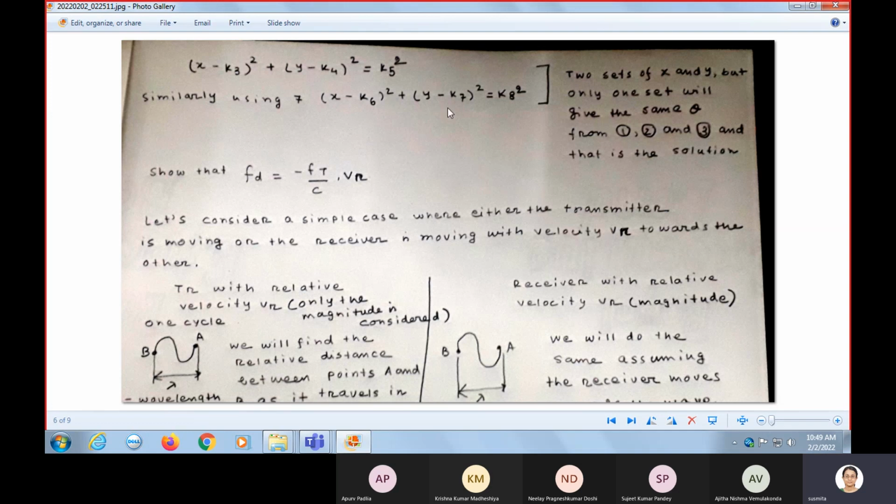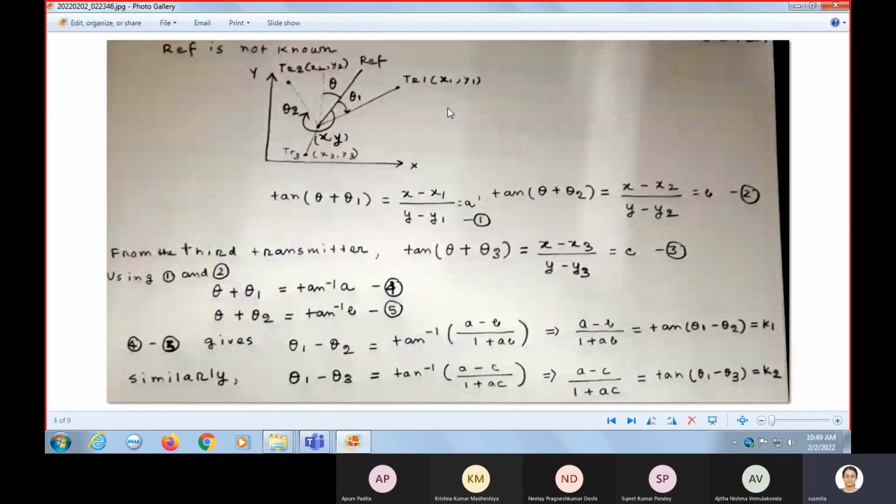Now only one set will give identical theta. So if you use the x and y that you got, you get two sets of x and y. The correct one, so using this x and y, you can find theta from this equation. The correct x and y will give the same theta. The other one will not give the same theta because we have a unique user position here. This is how you can eliminate the wrong set.